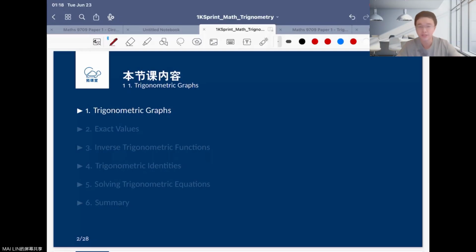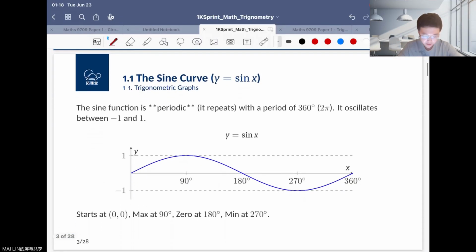Okay, hello guys. Today we are talking about the trigonometry graphs, okay? So let's move to the first part of it. We already know about the sine function, right? So here is a graph of the sine function.